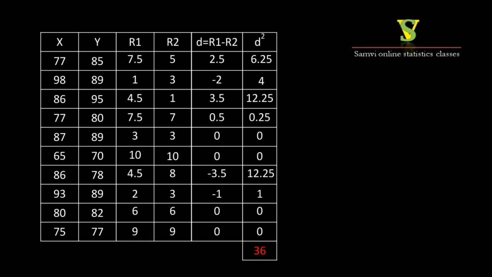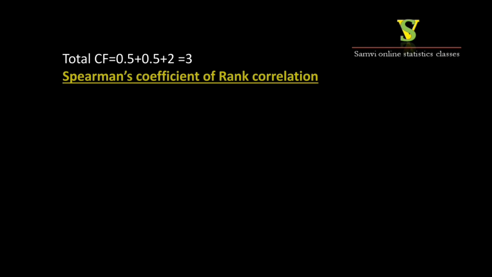Right. So first you have to find out the total correction factor. So in the first case we got here 0.5. Next case we got 0.5. Next we got 2. So add all these. So we'll get here 3. So total correction factor is 3. Next is Spearman's coefficient of rank correlation.